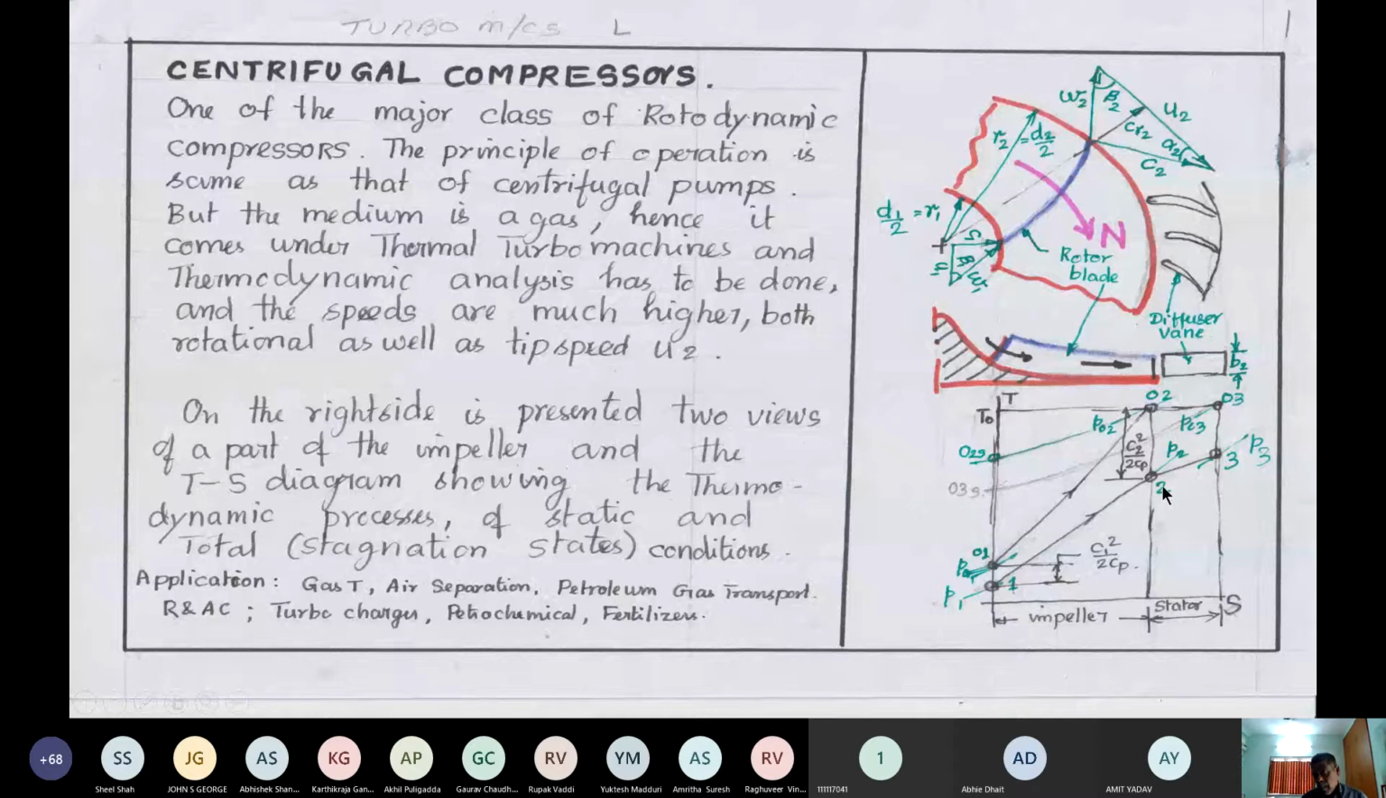Then in the diffuser 2 to 3, there is a slight increase in pressure. Correspondingly, the velocity will decrease. Okay, then the stagnation pressure also, from P02 finally it becomes P03. Stagnation pressure gives you a measure of the quality of energy. Okay, so higher the stagnation pressure, better the quality of energy. Okay, any doubt so far?